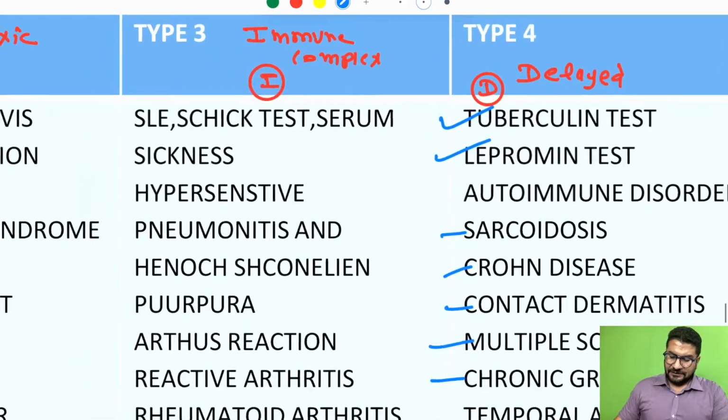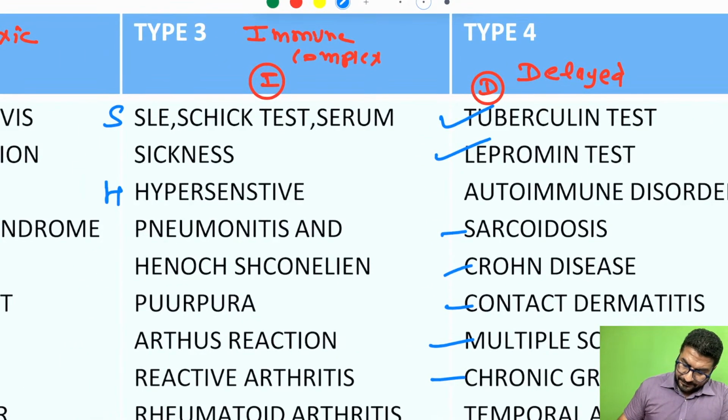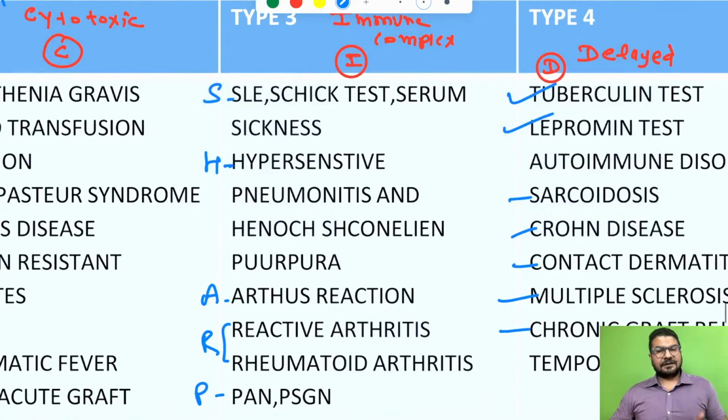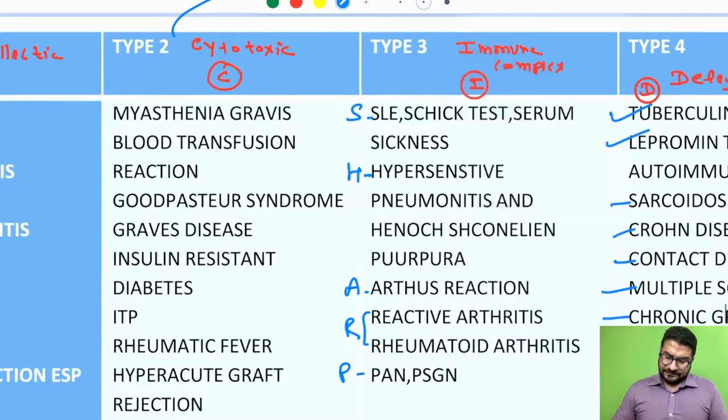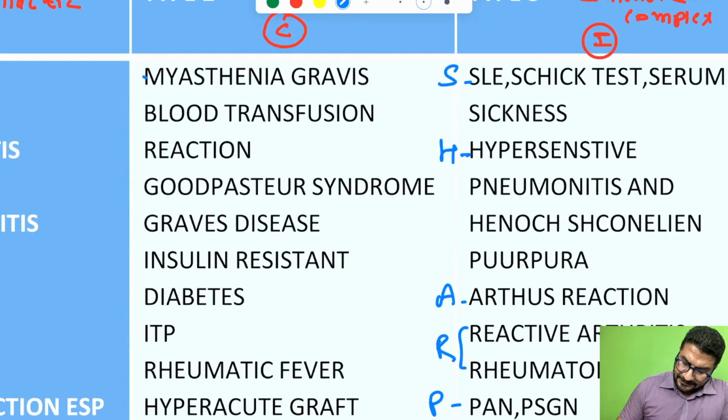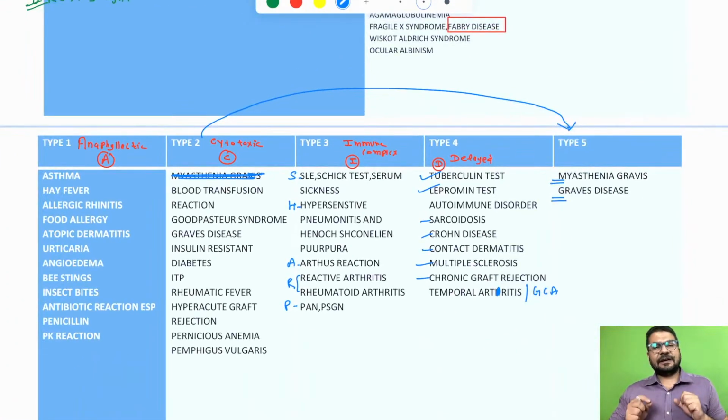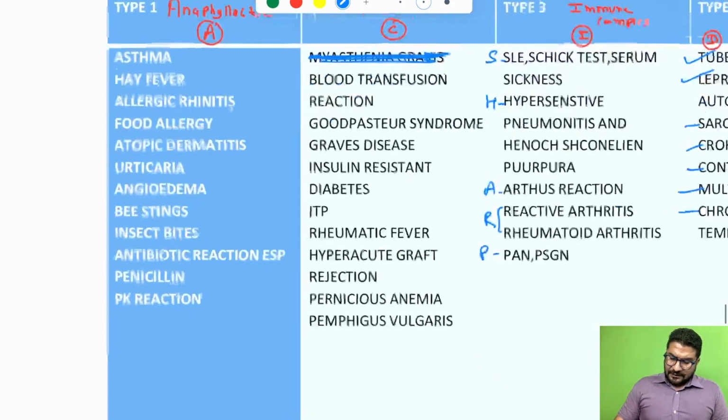नाउ कमिंग टू टाइप 3. सो टाइप 3 यू कैन रिमेंबर बाय mnemonic SHARP. SLE, serum sickness, hypersensitivity pneumonitis, Arthus reaction, reactive arthritis, PAN, PSGN. टाइप 2 मायस्थेनिया तो वहाँ पहुँच गया. तो मायस्थेनिया देखो, मायस्थेनिया से दोनों क्वेश्चन आए हुए. अगर इफ यू गेट दिस टाइप ऑफ क्वेश्चन, मायस्थेनिया ग्रेविस इज विच टाइप ऑफ हाइपरसेंसिटिव, टाइप 5 ऑप्शन में नहीं. सपोज दे आस्क यू 1, 2, 3, 4, देन आंसर इज टाइप 2, राइट. बट इफ टाइप 5 इज गिवन, बिकॉज इन मेनी स्टैंडर्ड टेक्स्ट बुक टाइप 5 इज स्टिल नॉट गिवन, अभी तक नहीं दिया हुआ. नाउ कमिंग टू टाइप 1.